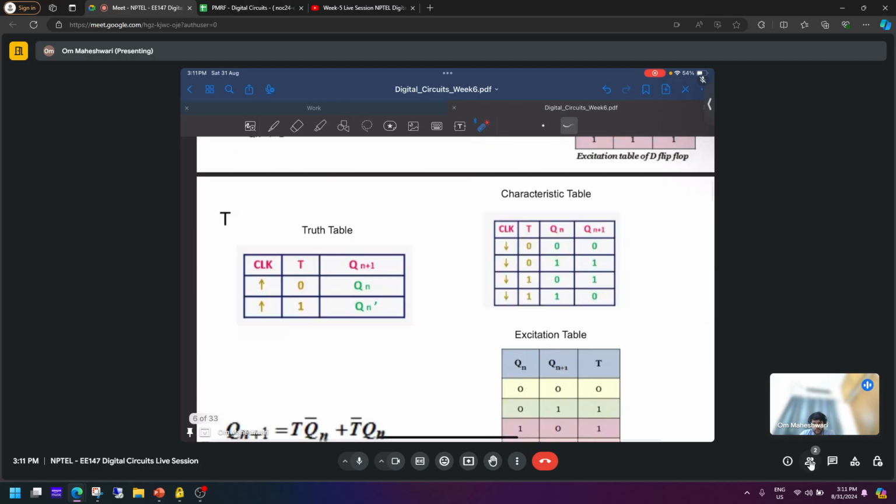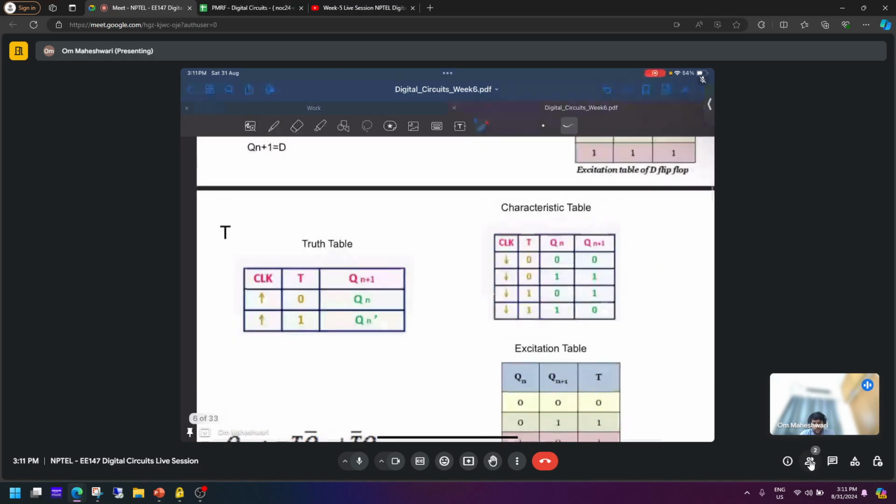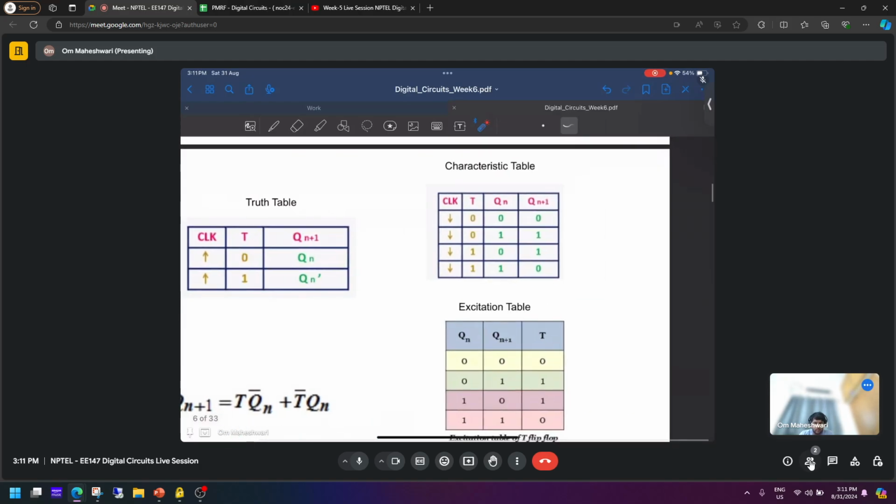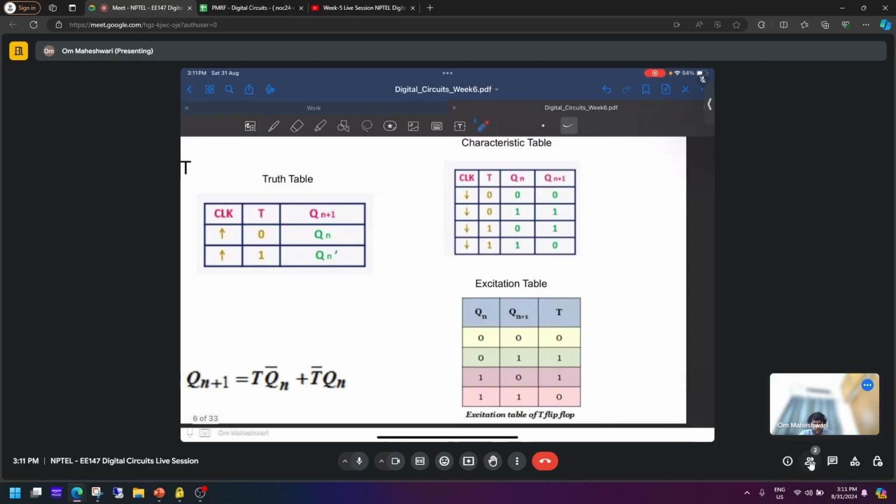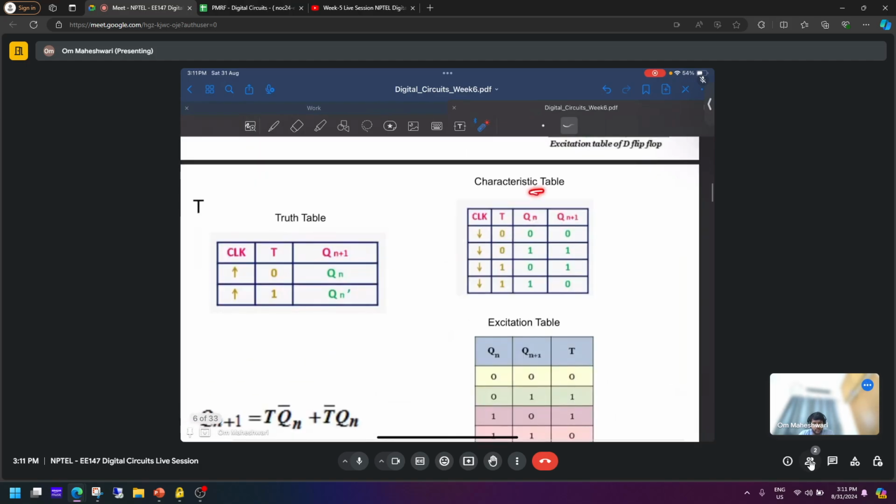Another kind of flip-flop is the T flip-flop. In a T flip-flop, whenever the T input is 1, the output is Qn bar, the opposite of the previous output. So this is the characteristic table. This is the excitation table.